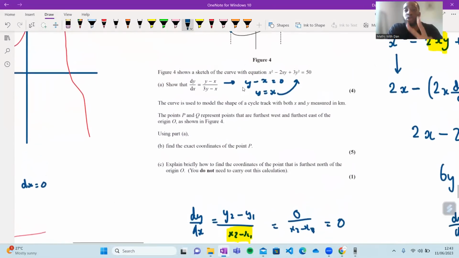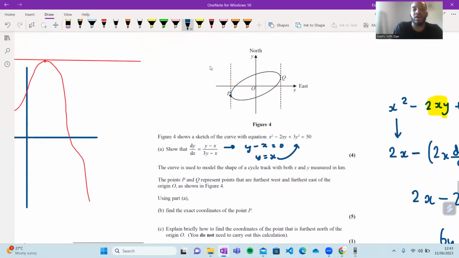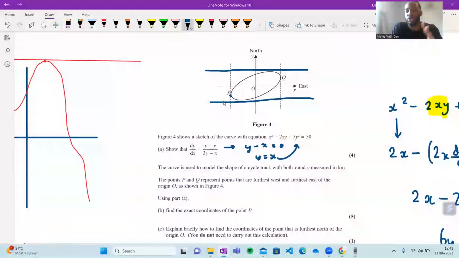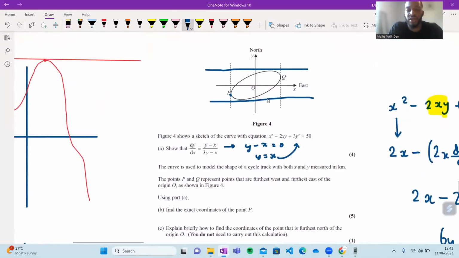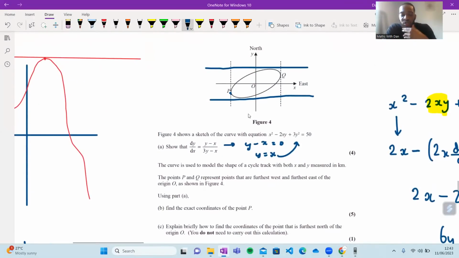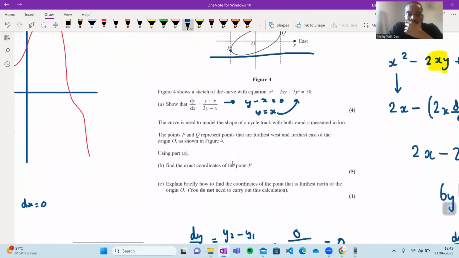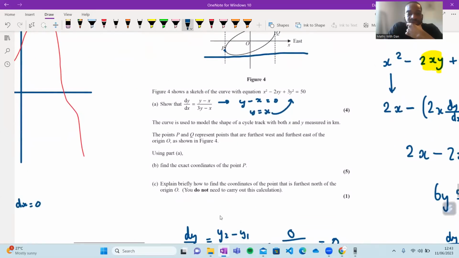Then obviously you'd get two solutions, because you'd have a max height here and a lowest point there. So you'd get two solutions, and you'd pick the positive one because they asked for the coordinates of Q, because it's furthest north. Is that clear? This question okay? Easy stuff. Good.